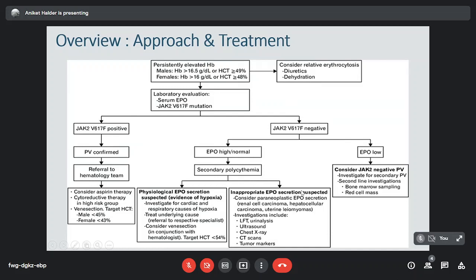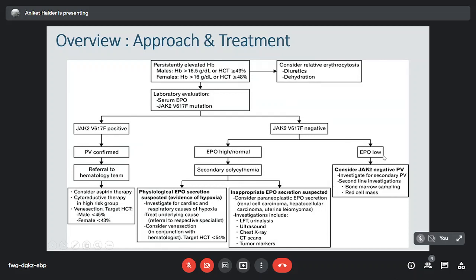If inappropriate erythropoietin secretion is suspected, where the SpO2 levels will be more than 95%, we have to consider and exclude different paraneoplastic conditions where there is aberrant erythropoietin secretion. We have to perform ultrasound, chest X-rays, and CT scans to exclude any erythropoietin secreting tumors like renal cell carcinoma, hepatocellular carcinoma, leiomyomas, adrenal adenomas. We have to also evaluate the patient for other diseases that may cause inappropriate erythropoietin secretion.